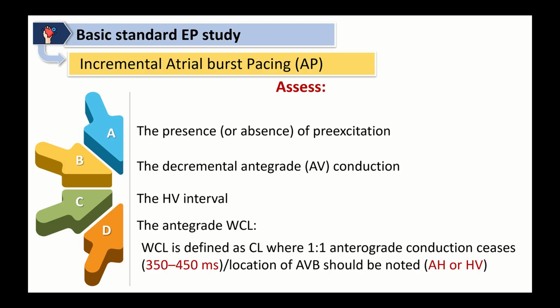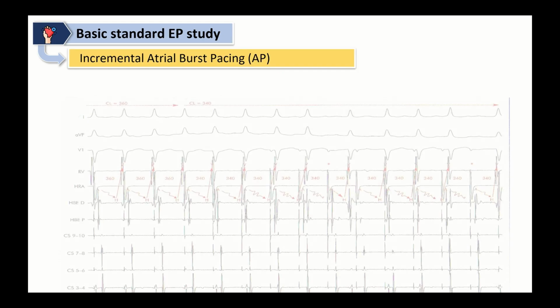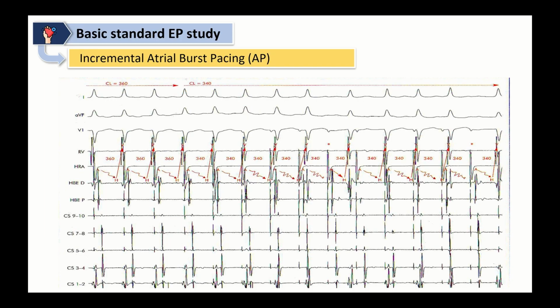And finally assess the antegrade Wenckebach cycle length if it's nodal conduction. Wenckebach cycle length is the cycle length when 1-to-1 antegrade conduction stops. Normally it is between 350 and 450. Not only this, we can localize the level of AV block. Let's see an example. Incremental atrial burst pacing at 360, 1-to-1 conduction, then 340 more incremental burst pacing, one-to-one AV conduction, then we can appreciate after the 8th beat, A without V.